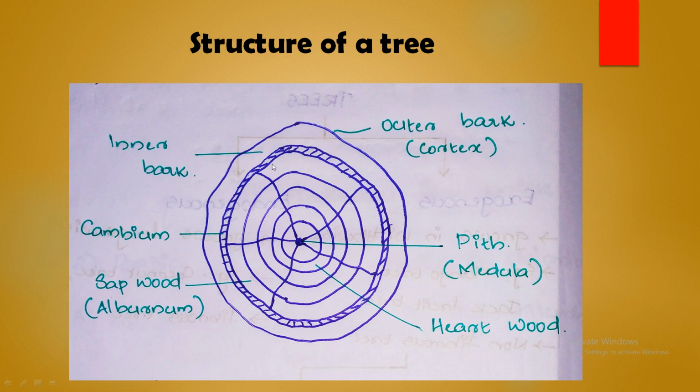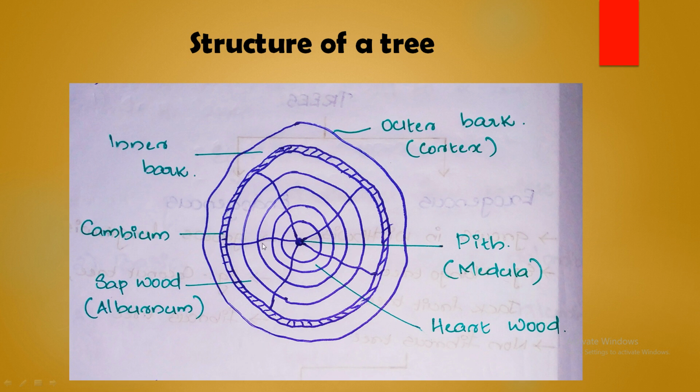Then the third one is the sapwood. This portion is called the sapwood. Sapwood is also called alburnum. The sapwood is the recently formed cells, or the last formed part of a tree.